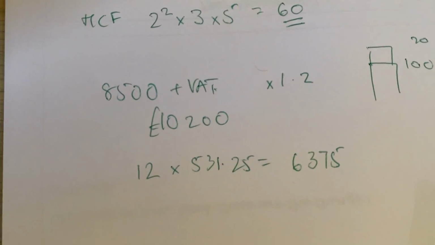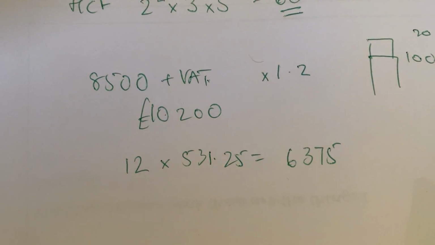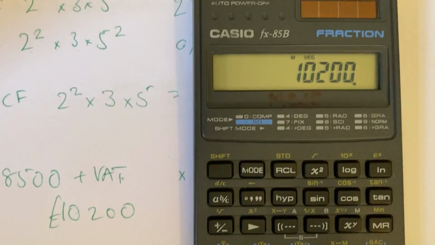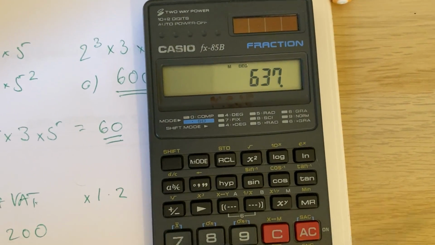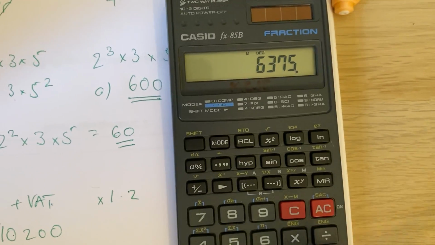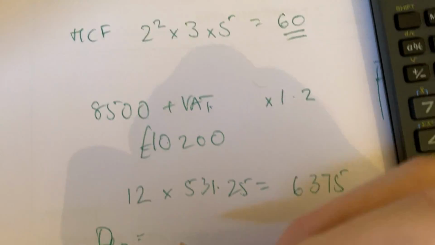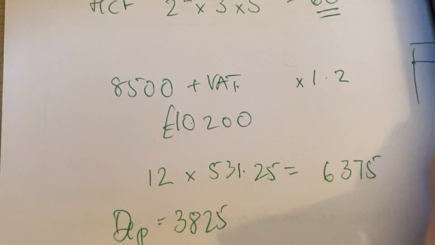So therefore, to work out what the deposit was, I simply take away that value from that value there. So I just go 10,200 minus the 6375. And that's it, that equals that. So her deposit was 3825. And now we have to do the ratio.